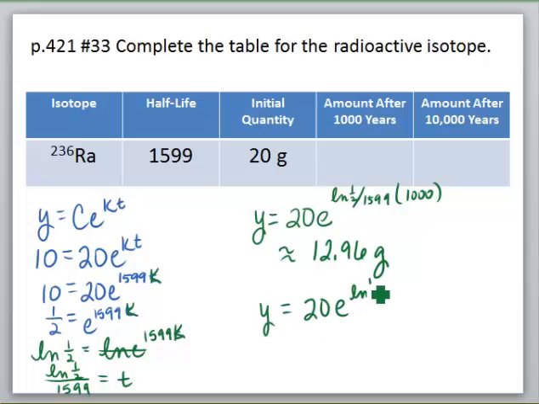This is all calculator based, and I'm not showing you the calculator. You guys should practice putting this in. It's e to this times now 10,000. This gives you an approximation of about 0.26 grams.